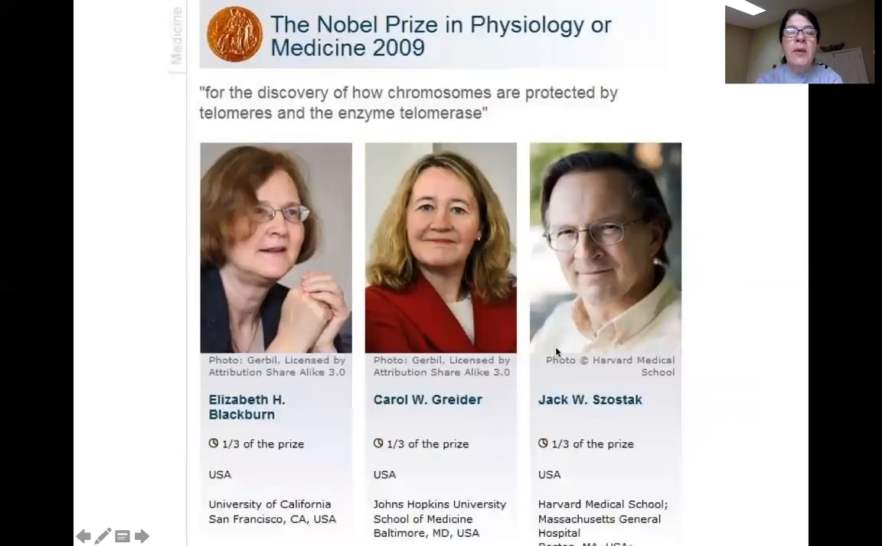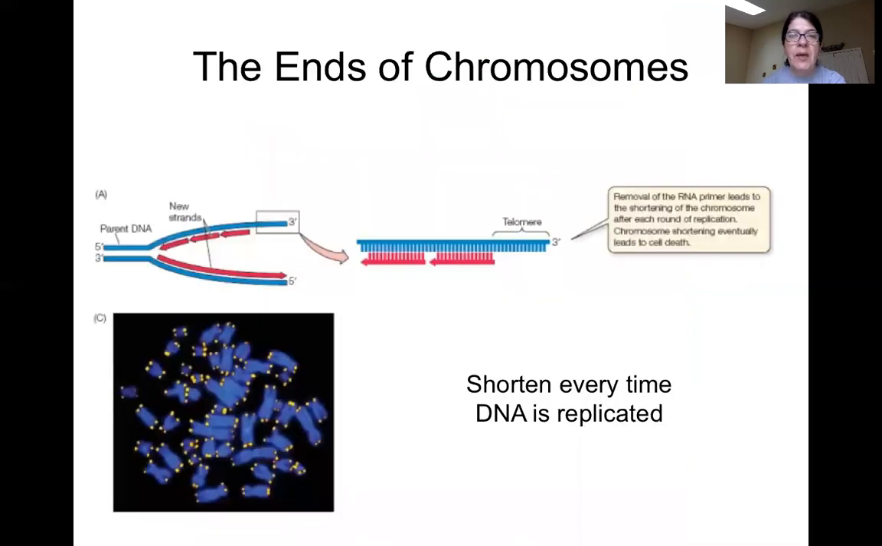The three people whose work helped answer the question, how do the ends of chromosomes get replicated, are Elizabeth Blackburn, Carol Greider, and Jack Szostak, and they won the Nobel Prize in Physiology and Medicine in 2009 for this seminal work. So how do the ends of chromosomes get duplicated?